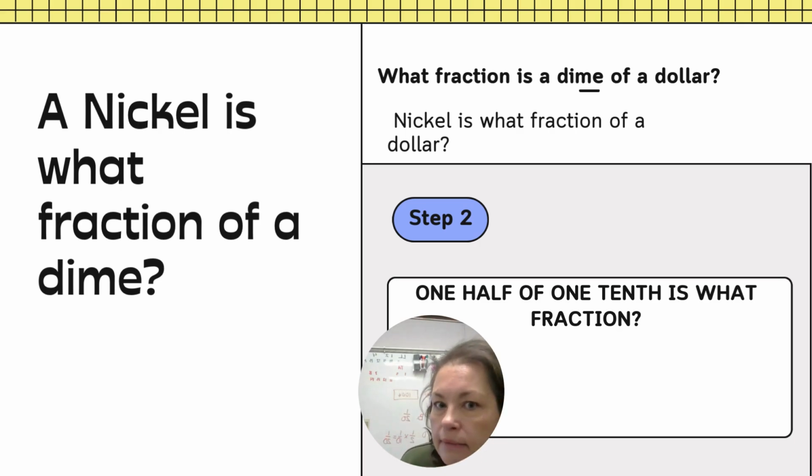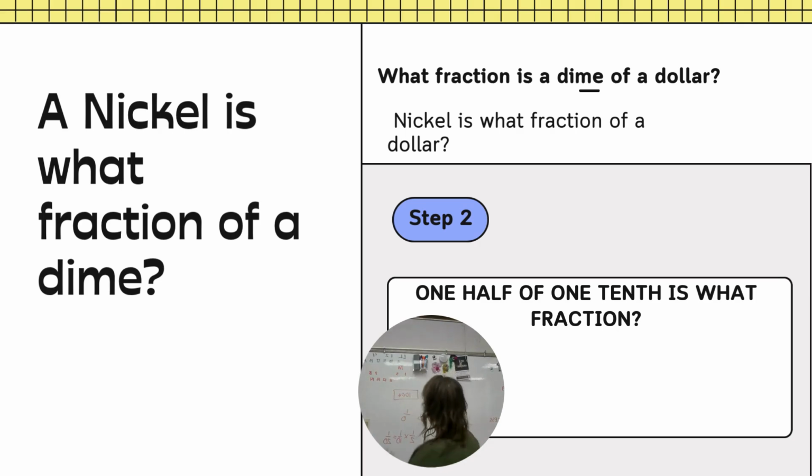So next question. What fraction is a dime of a dollar? Well, how many cents is a dollar? 100 cents? And how many cents is a dime? 10. So we have 10 out of 100. How many dimes go into the 100? 10 go into the 100. So 1 dime would be 1/10. Right? 1/10. Mrs. Ryan did the math wrong. Sorry. Oopsie daisy.